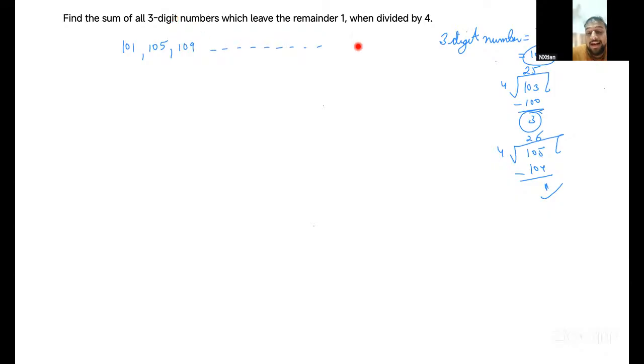Now we have to find the last number, which when divided by 4 gives the remainder 1. So I am asking what is this number? Vidya, when you divide it, you will get 1 as a remainder. Yes, that is correct, which is 997. So the last number will be 997. Now everyone find the AP sum.